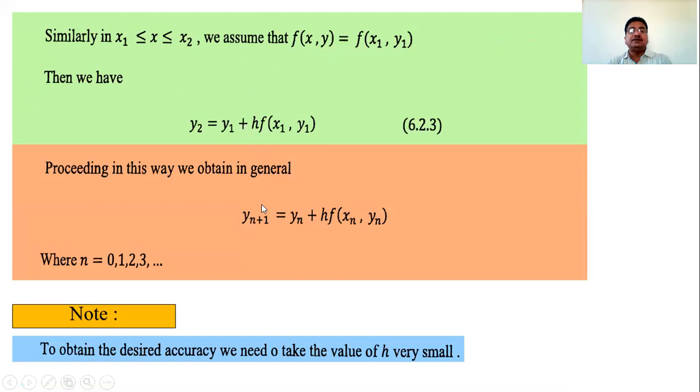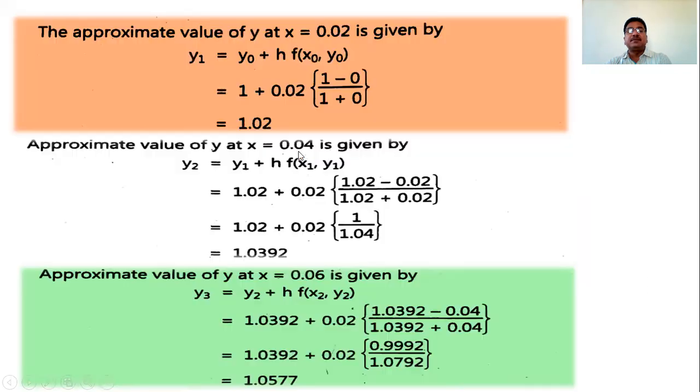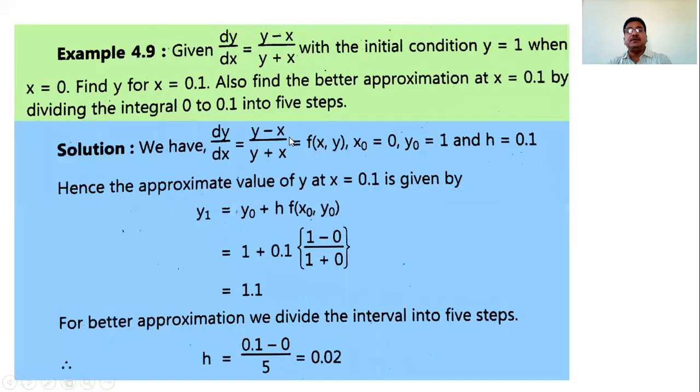In the answer of the example, write the general formula: y(n+1) is yn plus h f(xn, yn). Then put n equal to 1, so we have y2 equal to y1 plus h f(x1, y1). Now y1 is 1.02, h is again 0.02. f(x1, y1) means what? By using this formula, f(x1, y1) is (y1 − x1) divided by (y1 + x1).